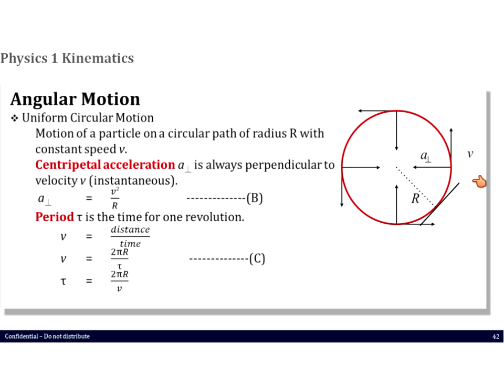So perpendicular or tangential acceleration, or centripetal acceleration to be specific, is equal to v squared over r. Where did it come from? We don't need to worry about that. Period, or time period tau. Tau is a Greek letter. It's the time for one revolution.